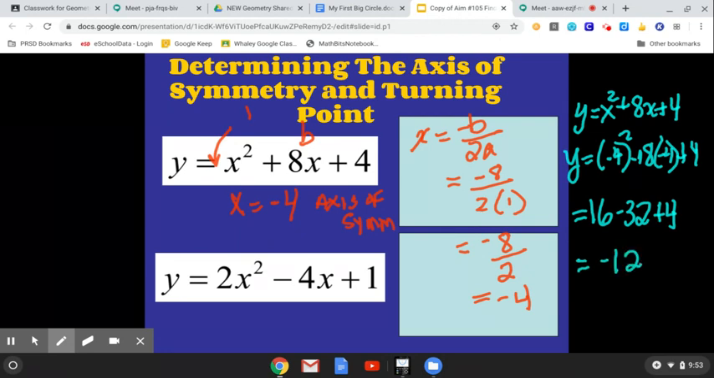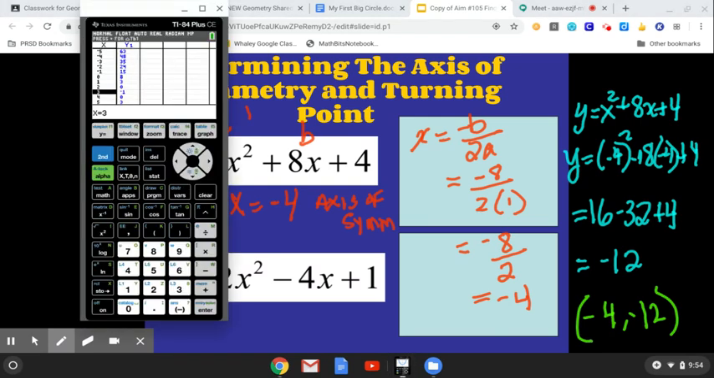So then that makes my turning point a combination of those two things. Negative 4, negative 12. I use my axis of symmetry's value for x, and I use the y value I got, and that's my turning point. Now let's confirm that with our calculator.